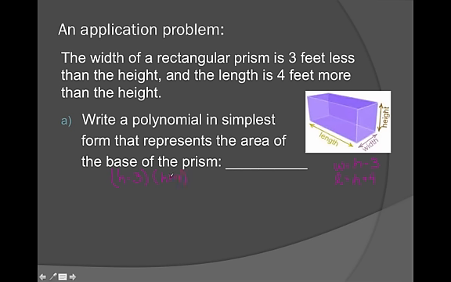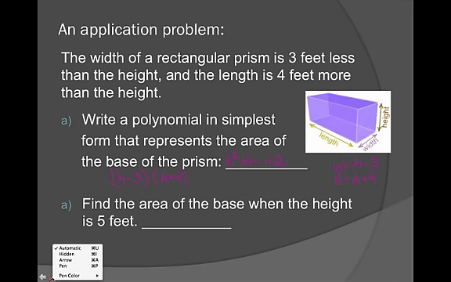So now I'm just going to multiply this out, and I'm going to assume at this point that you know how to do that. Use the box method. My answer is going to be, in simplest form, h squared plus h minus 12. And if you can't come up with that, then please go back and rewatch parts of the video.